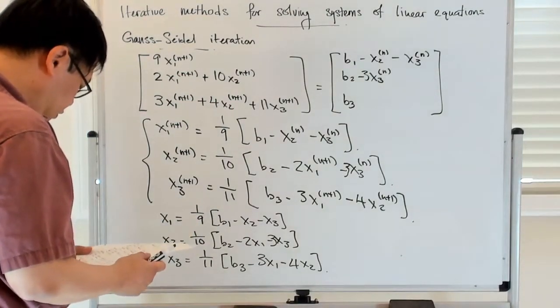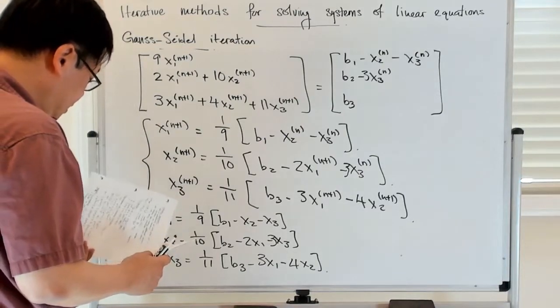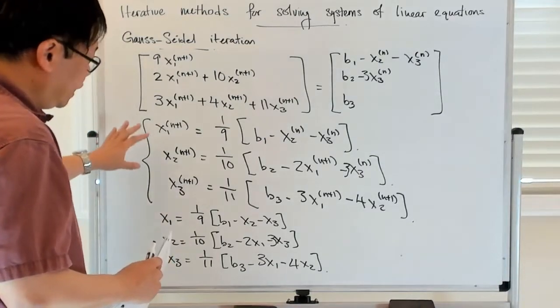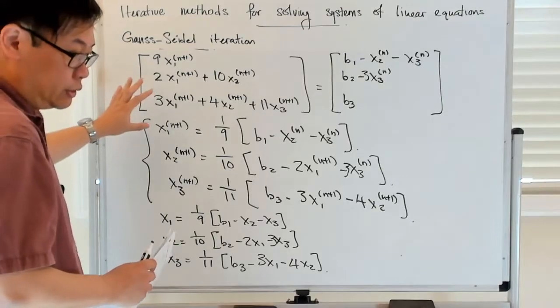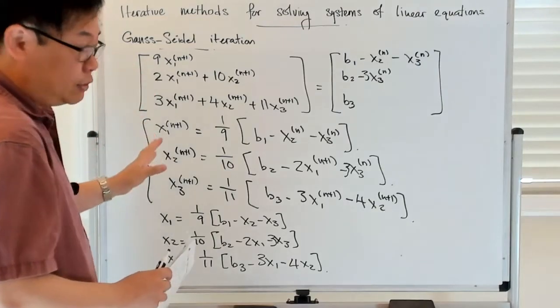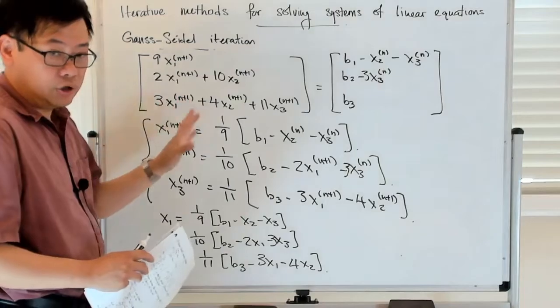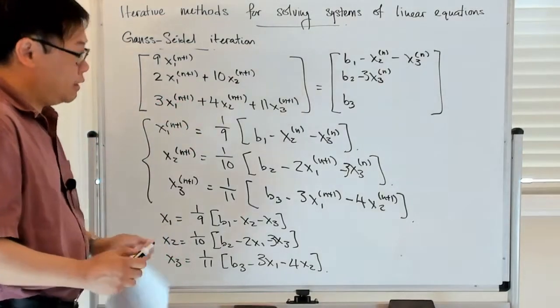Okay, so let me just stop here for now. The next thing we'll do is to write down some pseudocode for both Jacobi and Gauss-Seidel. But let me just stop here for now.